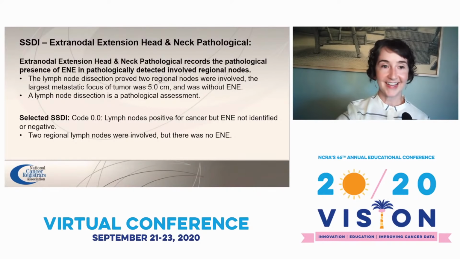Our next SSDI is extranodal extension head and neck pathological, and again, this records the presence of ENE in pathologically involved regional nodes. The lymph node dissection proved 2 involved nodes. The largest metastatic focus was 5 centimeters and was without ENE. So the selected SSDI code is 00 for this case, lymph nodes positive for cancer, but ENE not identified or negative. The lymph node dissection did prove involved nodes, but there was no ENE.